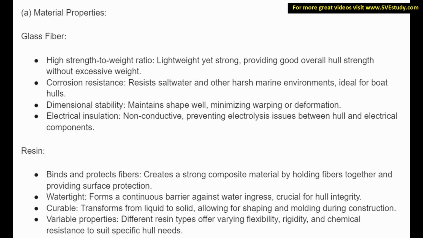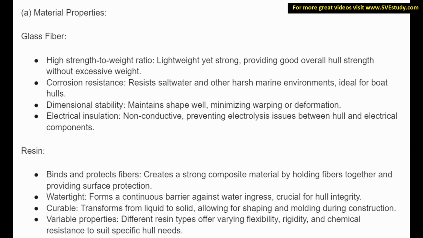A. Material properties. Glass fibre. High strength to weight ratio. Lightweight yet strong, providing good overall hull strength without excessive weight. Corrosion resistance. Resists salt water and other harsh marine environments. Ideal for boat hulls. Dimensional stability. Maintains shape well, minimizing warping or deformation. Electrical insulation. Non-conductive, preventing electrolysis issues between hull and electrical components.